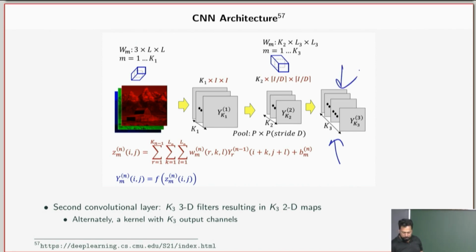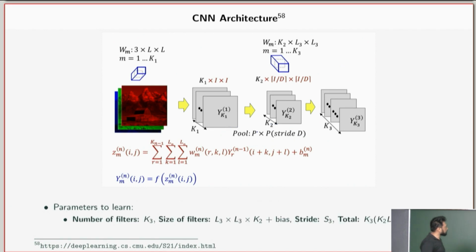This is the third stage, where we can keep recursing over this. If I use K1 filters, then the number of output matrices will be K1. If I use K2 filters, the number of outputs would be K2 matrices, and so on. It just keeps going, and in between you do pooling and so on.